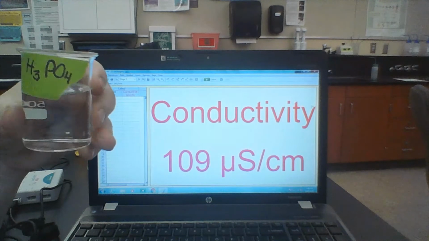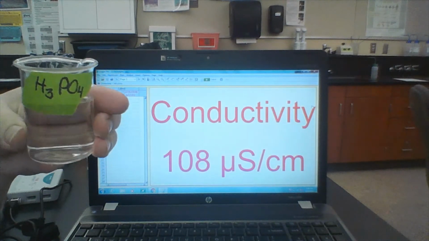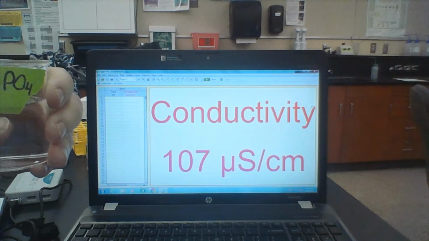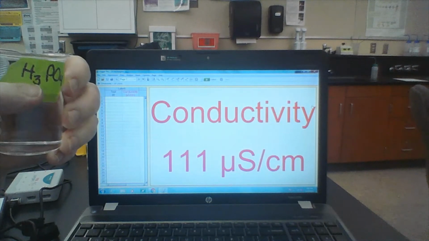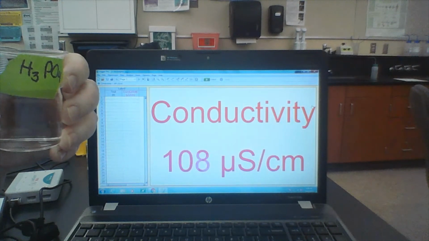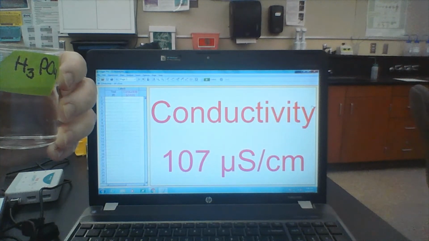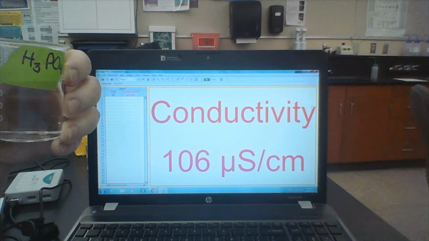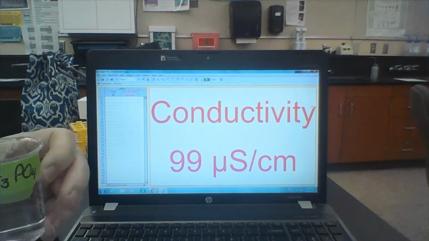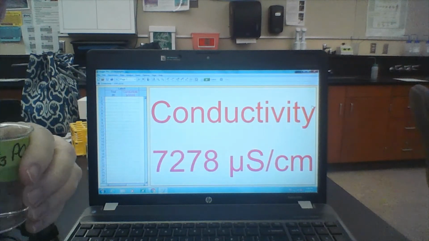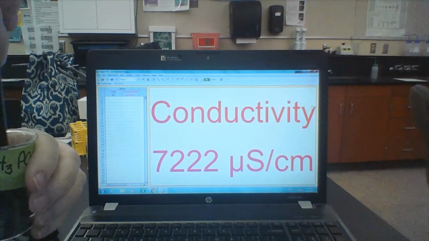Now we're going to test phosphoric acid, H3PO4. The subscript 3 behind the H means that it could potentially produce 3 hydrogen ions in solution. But let's see how strong or weak of a reading we get from phosphoric acid.